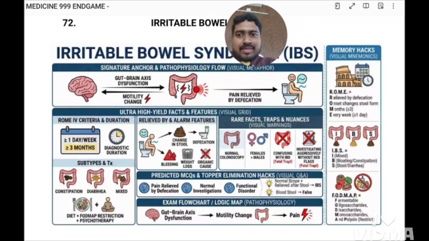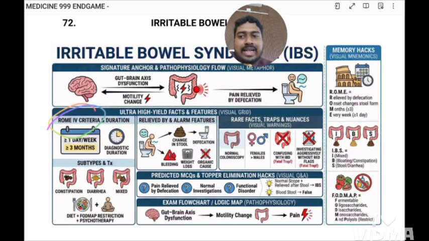So irritable bowel syndrome is basically dysfunction in the gut-brain axis. Okay, so gut means stomach and brain. There is a neurological connection. Okay, so dysfunction in that. So there is basically a change in motility, and the most common thing that is seen is the pain. Irritable bowel syndrome is pain or discomfort, which gets related with defecation. Okay, so this is the most common exam indicator, MCQ indicator.